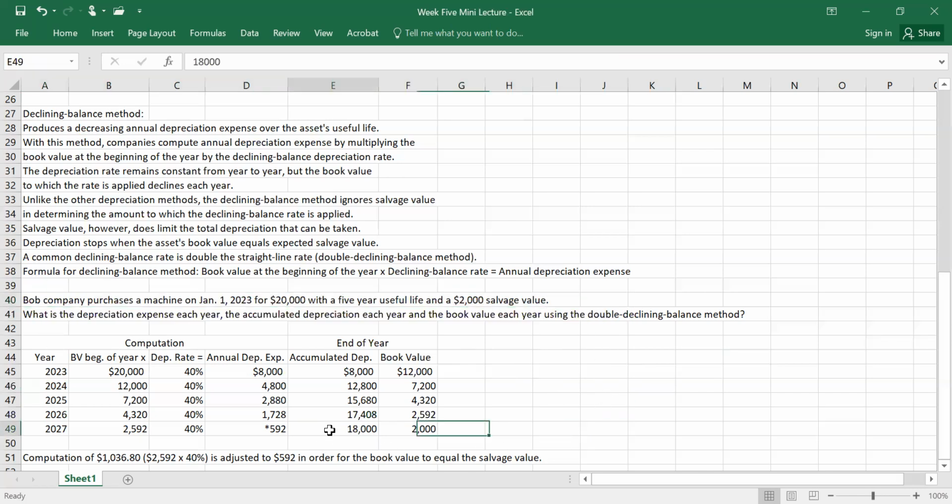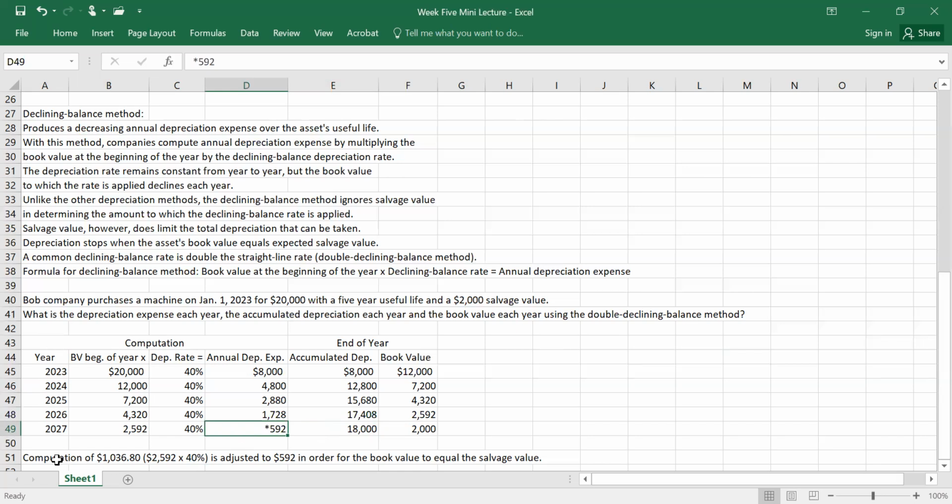An easy way to get to 18,000: if you had 20,000 and you subtracted 18,000 accumulated depreciation, you'd get your book value of 2,000, right? So we know our accumulated depreciation needs to be 18,000. So how much would the annual depreciation expense be? Well, it's 18,000 minus 17,408. That would be $592. So you can do it that way. That's one way to do it.